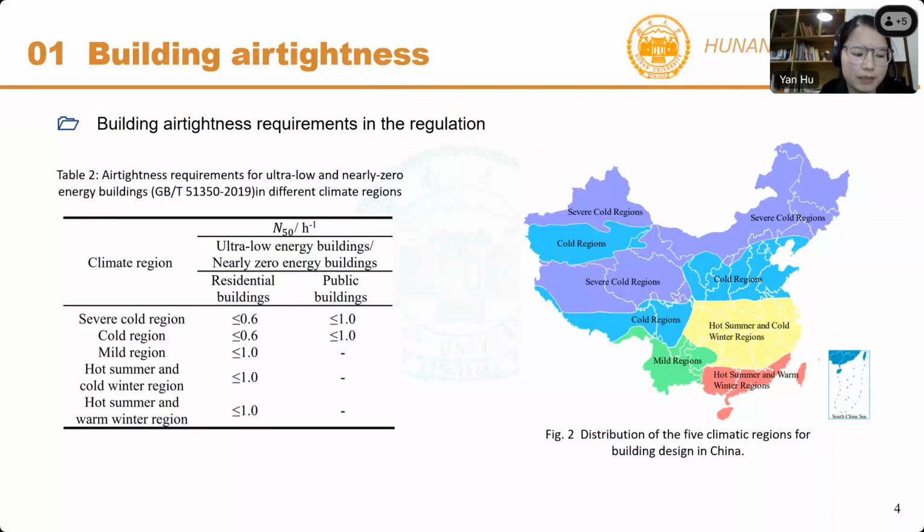There are 5 different climate regions in China, and the airtightness requirements vary from one climate region to another. This table in this slide shows the airtightness requirements for ultra-low and nearly zero energy buildings in different climate regions. We can see that the airtightness requirements are not very high in the regions characterized by a warm climate, for example, the residential buildings is less than 1 air change rate per hour.